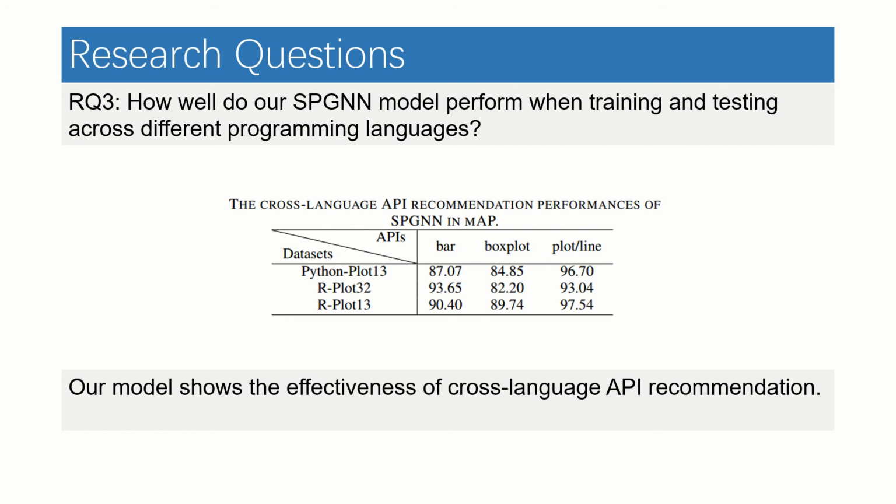In these experiments, we employ the data of one programming language for training our model, while the data of the other programming language is used for testing. Taking the first row of results as an example, we train our model on Python Plot13 dataset and test the model using the figures plotted by R programming language. The observations on this table show that our method still obtains similarly good results.